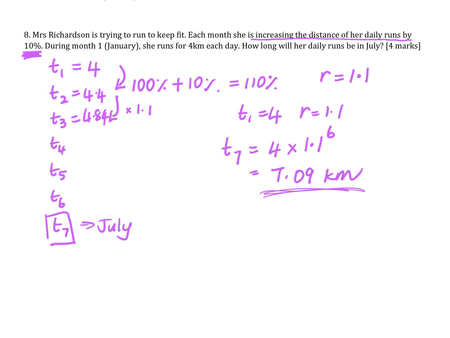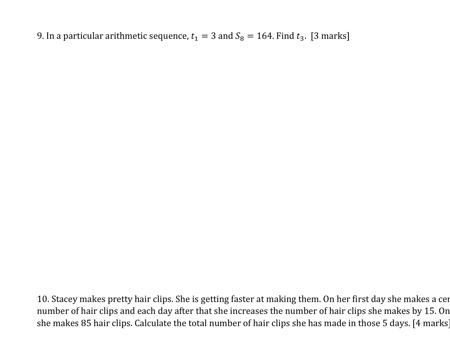This one here. Okay, second last question. We have an arithmetic sequence. Term 1 is 3 and S8, that means the sum of the first 8 terms, is 164, and we've got to find term 3. Well, what we're going to do is our sum formula. Sum of the first n terms equals n over 2 lots of term 1 plus n minus 1 lots of the difference.